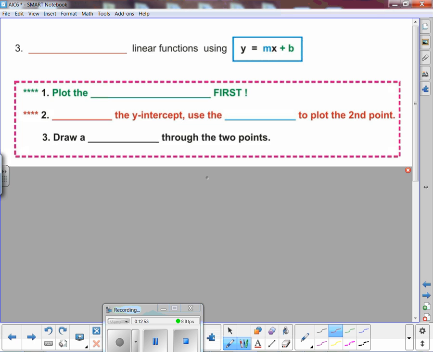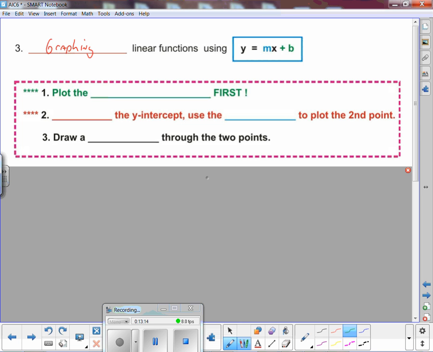Okay, so number 3. Remember I told you from the beginning, y equals mx plus b is the best form for graphing linear functions. So number 3, graphing linear functions using y equals mx plus b. It's really, really easy.